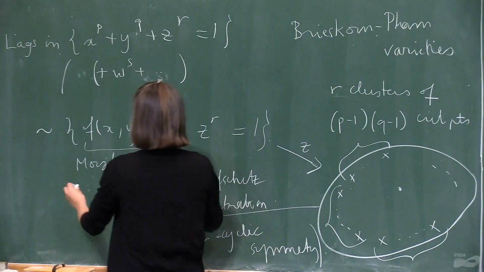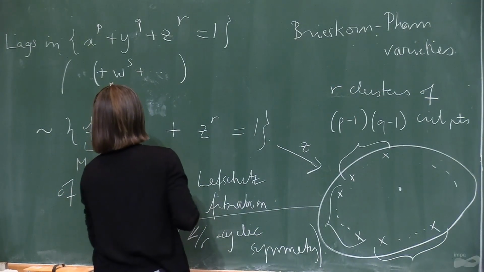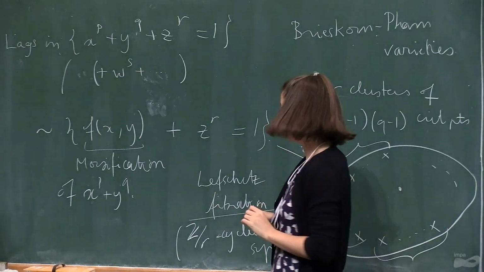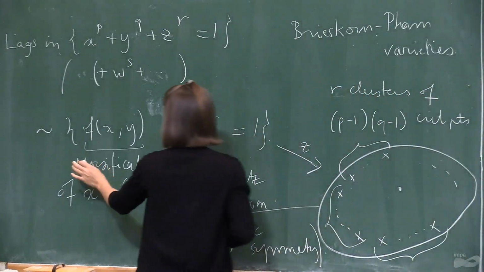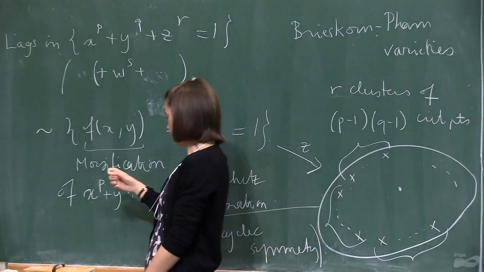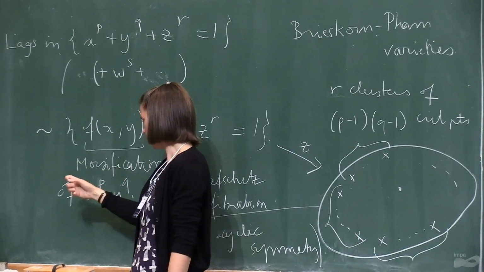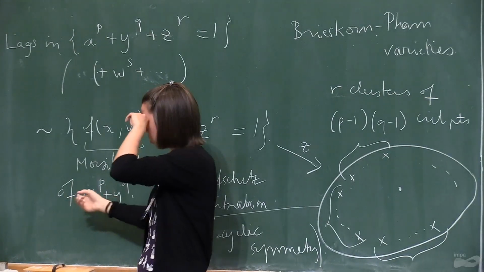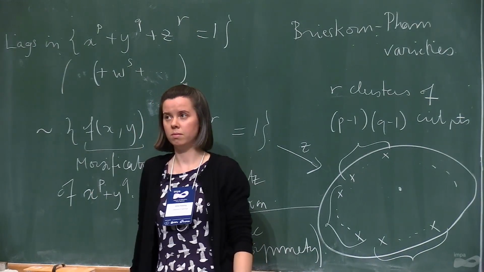Yes, so it's a morsification of x^p plus y^q. Come again? Sure. So you add a linear multiple of... that doesn't quite do it. Maybe a better way to think about it would be if you took generic polynomials of degree p in x and q in y, although you could have mixed terms if that suited you.